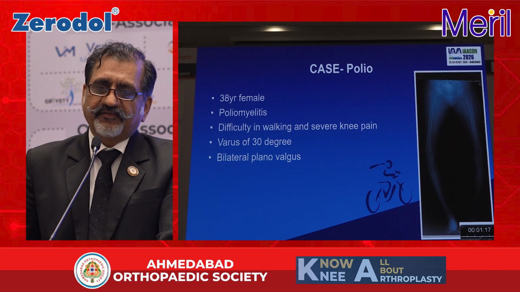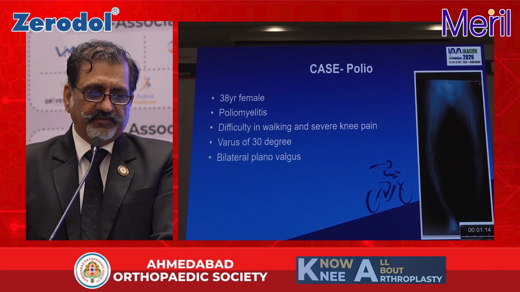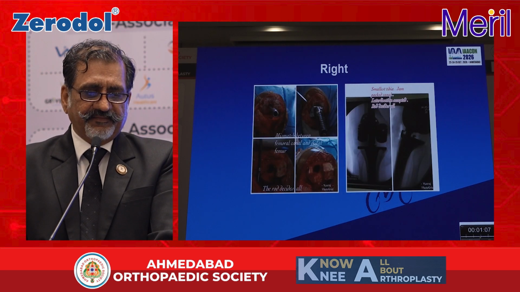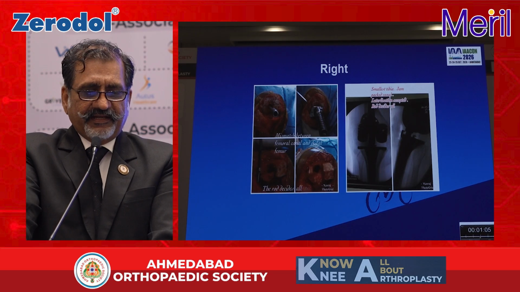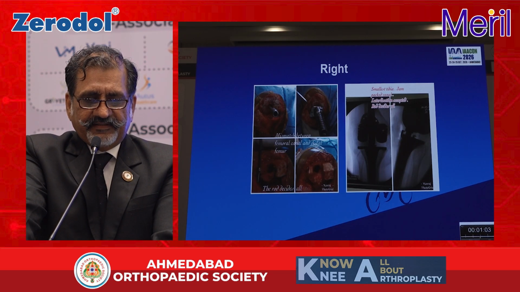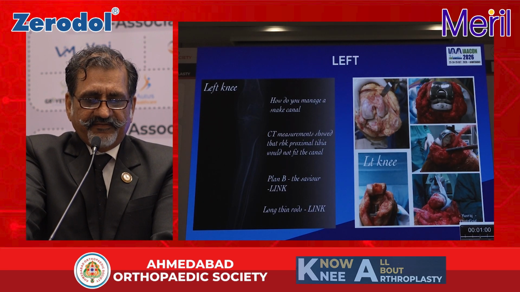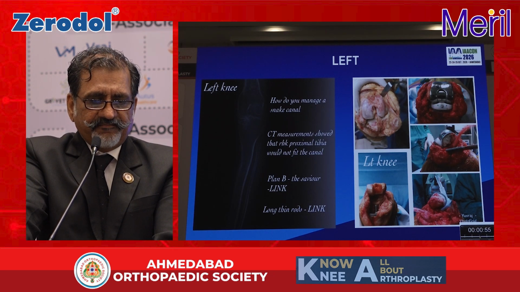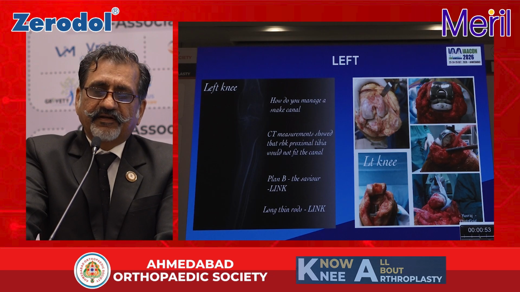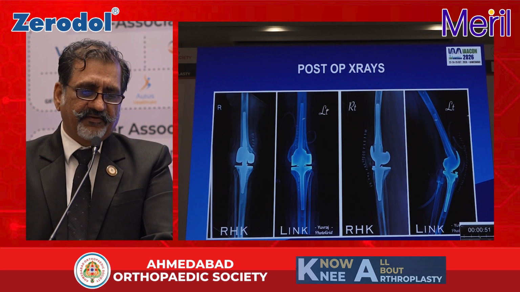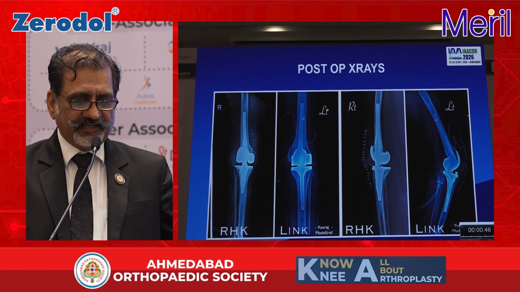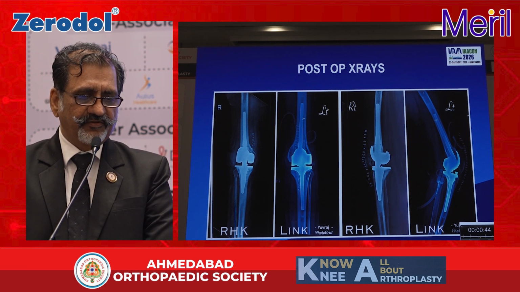These are the post-op views, how she was walking after surgery. Another case scenario where the patient has polio, a 38-year female with difficulty in walking and severe knee pain, varus of 30 degrees. So we planned for an RHK. On the right side we did a rotating hinge, and on the other side we did a rotating hinge with a link because of the narrow canal. Because of narrowing, we end up with this many times because of the canal size. So these are the post-op X-rays, AP and lateral views.